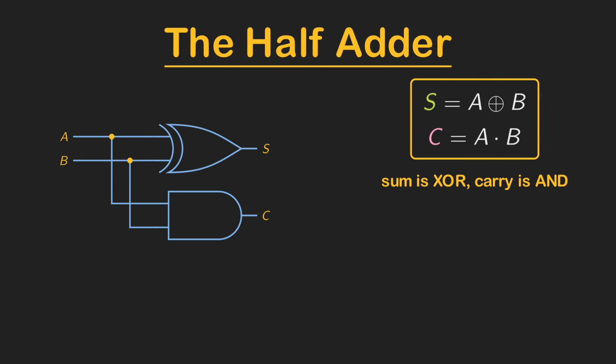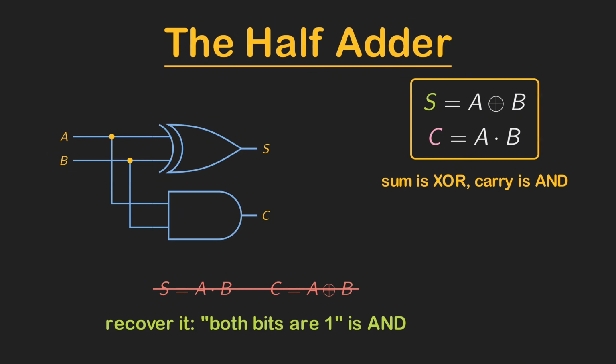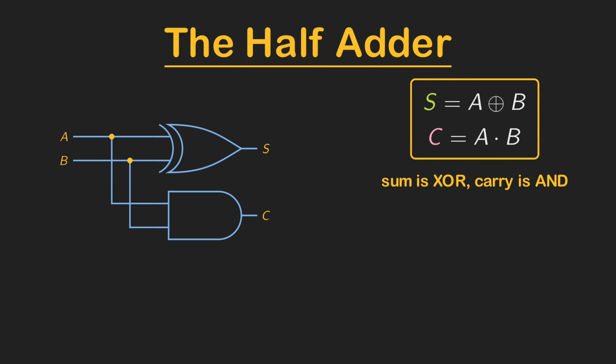Sum is XOR, carry is AND. A common exam mistake is swapping those two equations under time pressure. Recover it logically. Carry means both bits were 1, and both is AND. And when the words half adder appear on an exam, your brain should instantly jump to sum equals A XOR B, carry equals A AND B, plus the 4-row table.